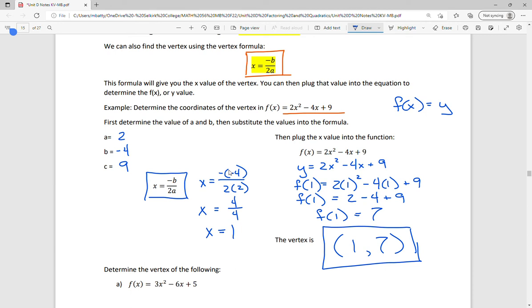It's either going to be a minimum or a maximum. You'll notice there's a positive sign here. That means it's going to be happy face. So it's going to be minimum. Let's do some of these.